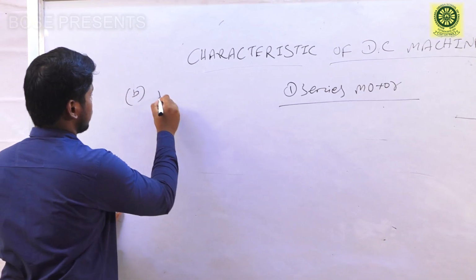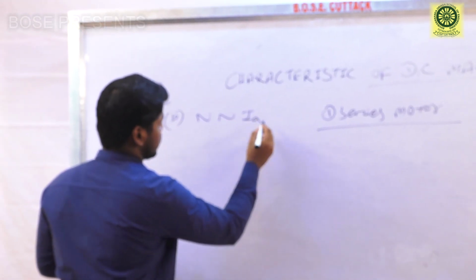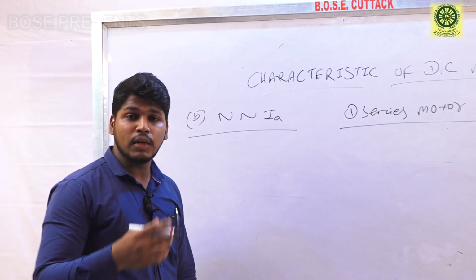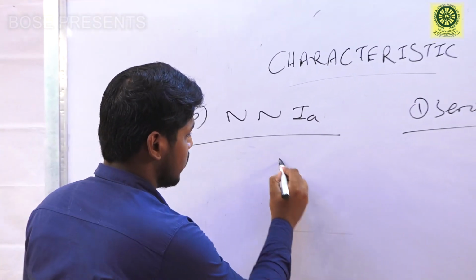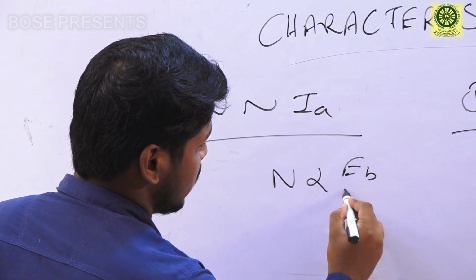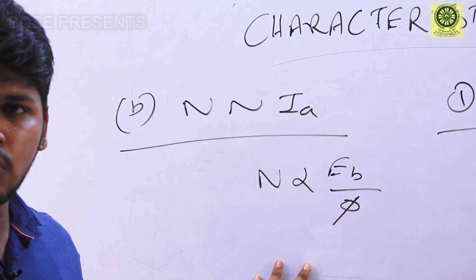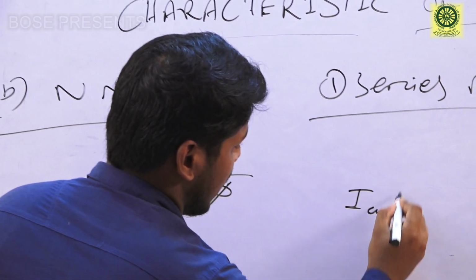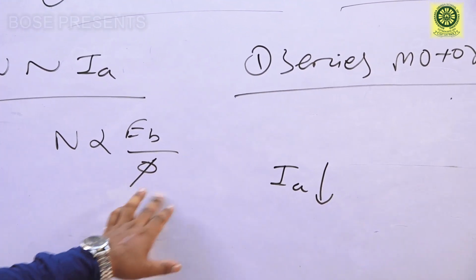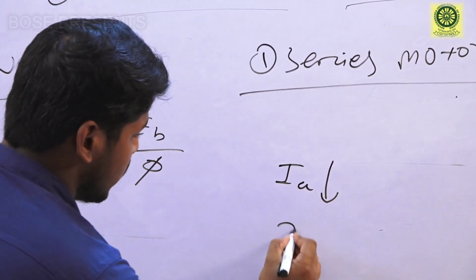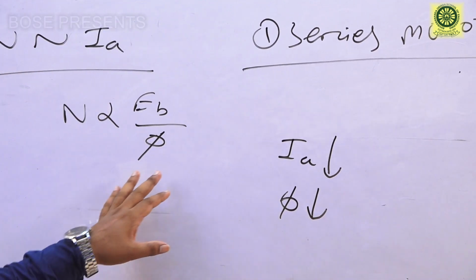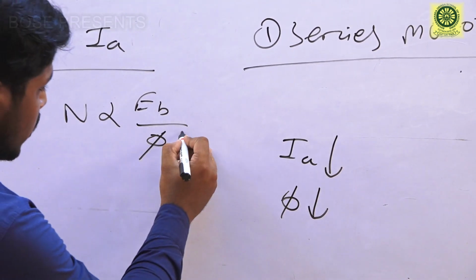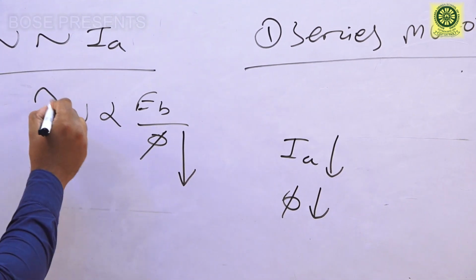That is N versus armature current. As we know, N is proportional to Eb by phi. We know that during starting, Ia is less, and phi depends upon Ia, so phi will be less. As the phi is less, the speed will be high during starting condition. As the phi is less, N will be high.